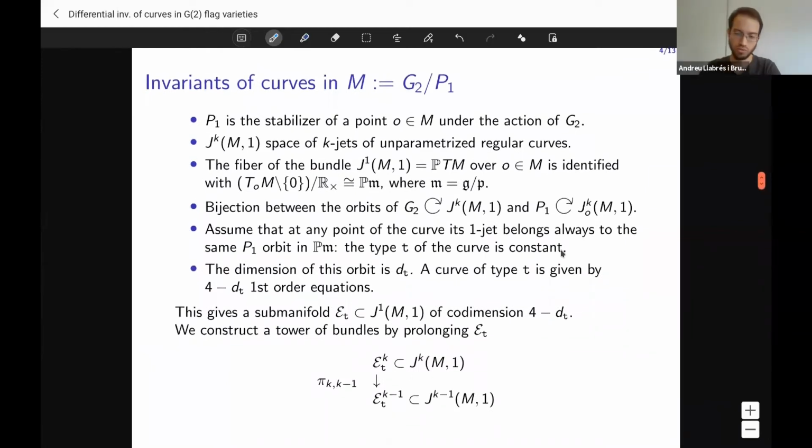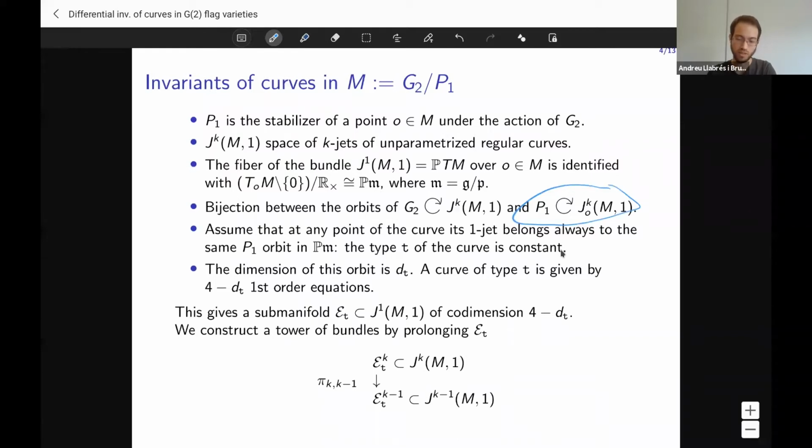So now let's start with G2 mod P1. We want to give the number of invariants. We can take a point in M, and P1 will represent the stabilizer of this point under the action of G2. Then we denote by J^k M1 the space of k-jets of unparameterized regular curves. When we take the fiber of this bundle in the first jet over the point o, we get an identification with the projectivization of M, that is G mod P. We do this because we have a nice bijection between the orbits of the action of G2 on k-jets of curves and the orbits of the action of P1 on k-jets of curves with a fixed point. We will use the latter action for computing the number of invariants because the dimension is lower, so the computation is easier.